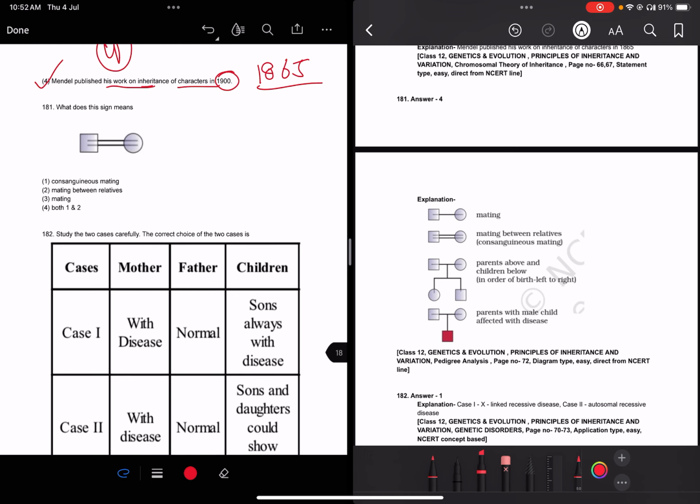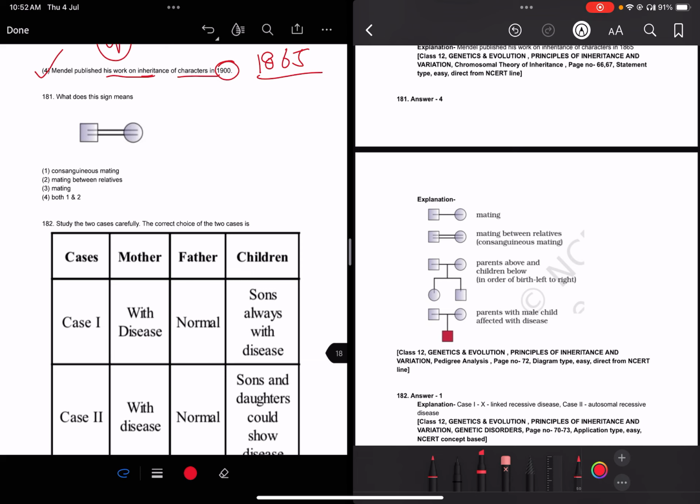Question 181. These are symbols from the NCERT. This one indicates male, this one indicates female. One line is mating. Two lines mean mating between relatives, and this is also known as consanguineous marriage. So the answer is both 1 and 2: consanguineous mating or consanguineous marriage.